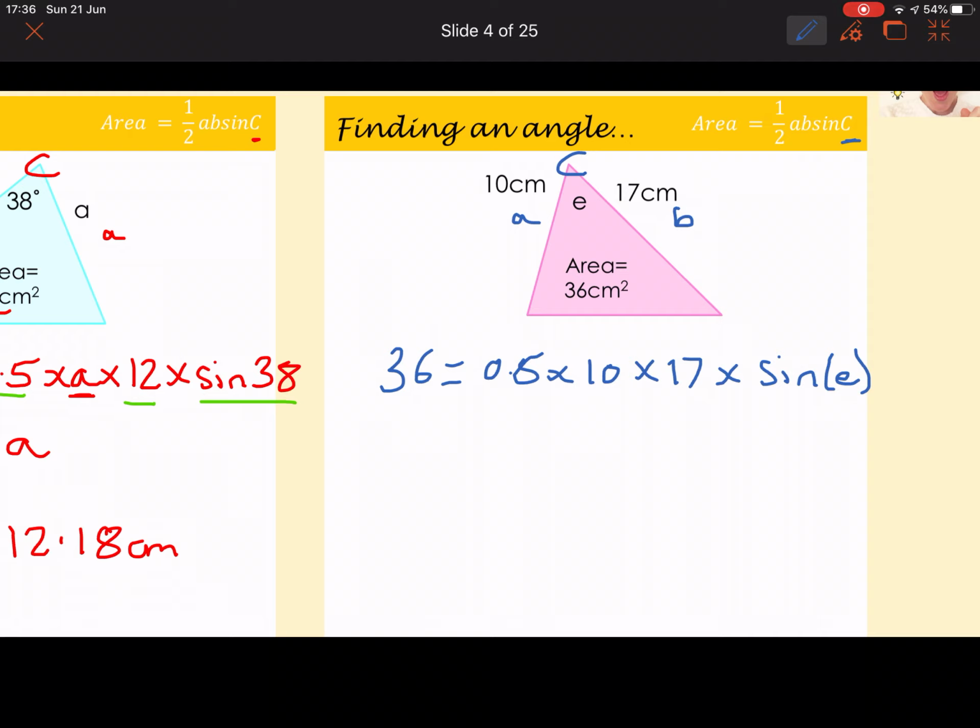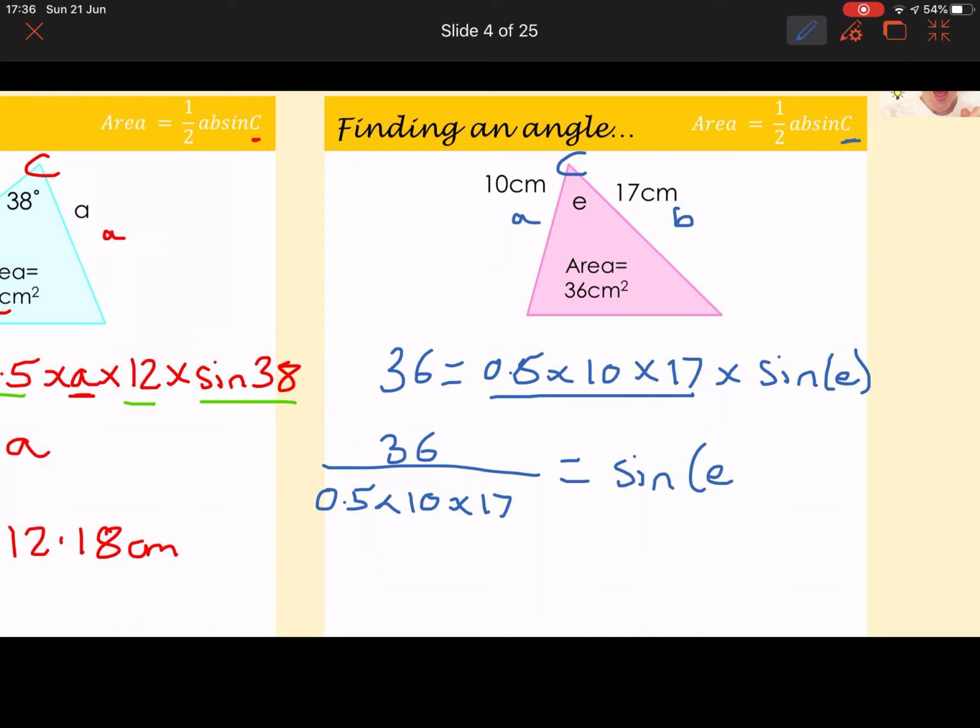Now, we need to do some rearranging. If you can see again, I want to get rid of these 3 bits here. So I'm going to divide by them. So on the left hand side I've actually got 36 divided by 0.5 times 10 times 17. And you see I haven't worked out any of this on my calculator yet. I'd rather get it all in the right format and then just type the last bit in. And I'm just left with sine E on my right hand side. Can we see what we've done there? So we've divided by those 0.5, 10 and 17 terms.